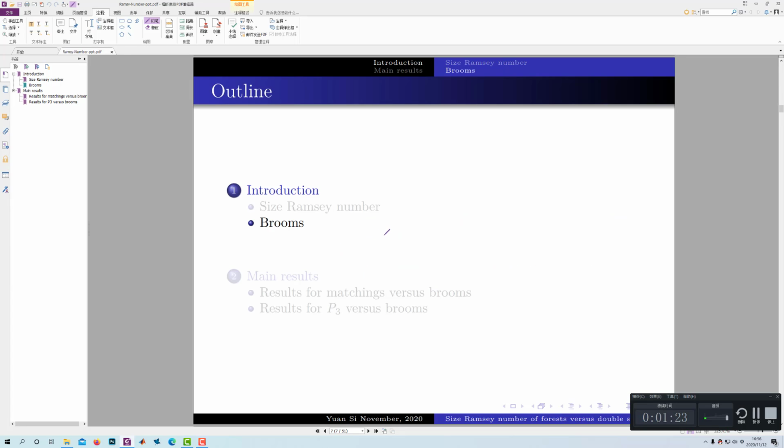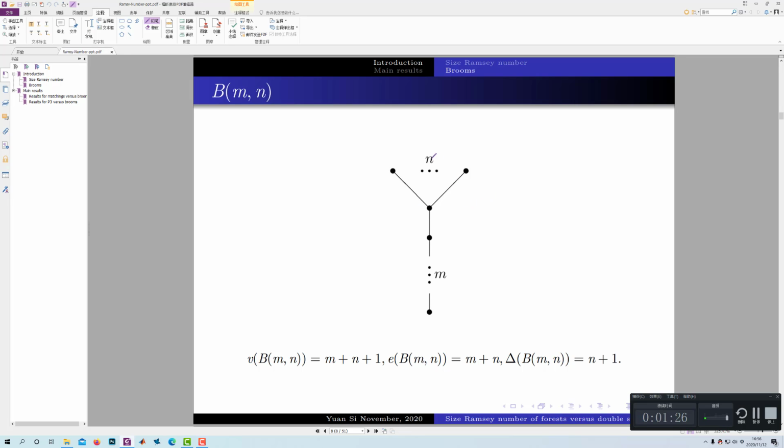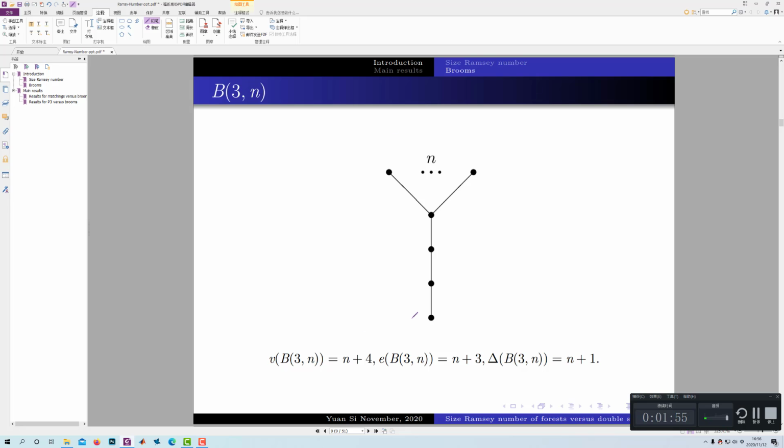Let's see the brooms. B_{m,n} is defined as this. Here are n vertices and here are m vertices. So the number of vertices of B_{m,n} is m plus n plus 1, the number of edges of B_{m,n} is m plus n, and the maximum degree of B_{m,n}, delta(B_{m,n}), is equal to n plus 1. Here is a B_{3,n}, and here is a B_{4,n}.